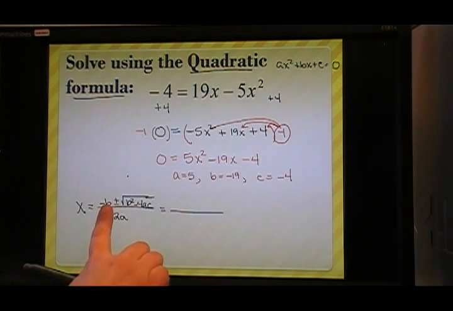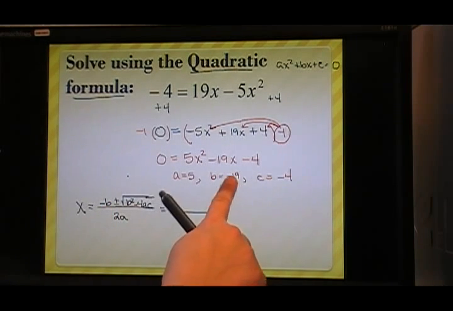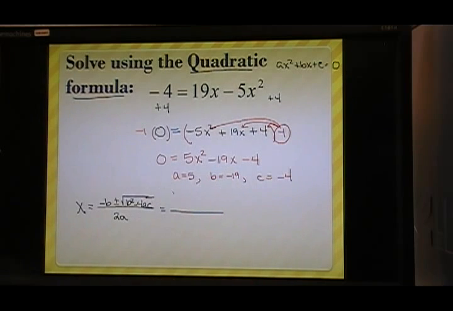So opposite of b, when I look at the b is negative 19, so the opposite of that is positive 19. So we have positive 19 plus or minus the square root of b squared, that's negative 19 quantity squared, minus 4 times the value of a times the value of c. I'm going to just extend all this, all over 2 times 5. Okay, so what I have so far, I have 19 plus or minus the square root of something. We'll work on that discriminant in a minute. And 2 times 5, we've got 10 in the bottom.